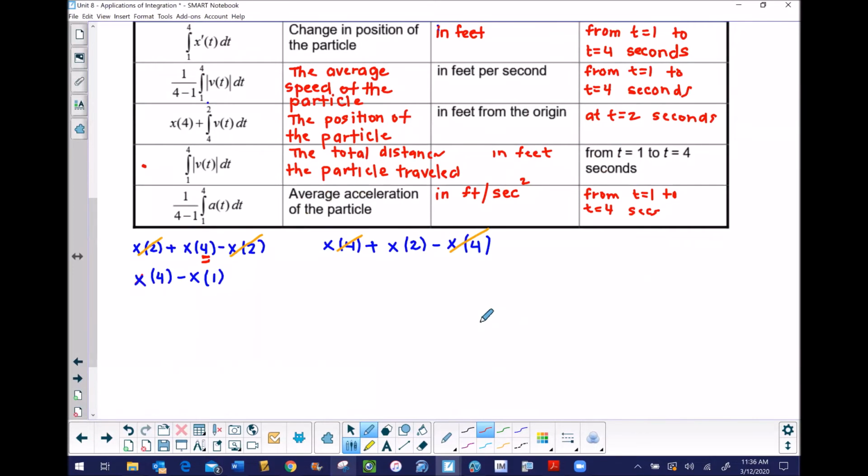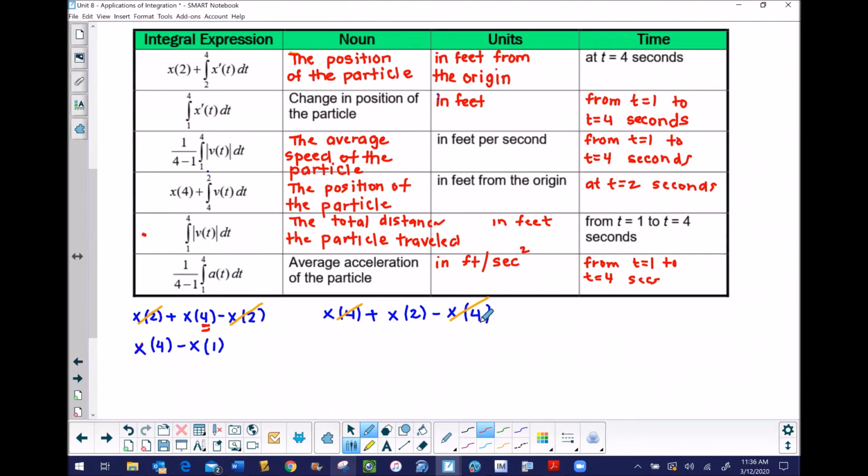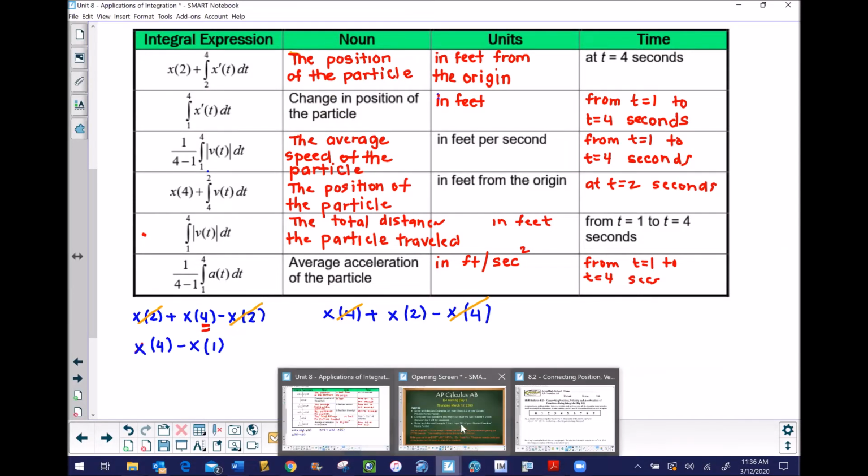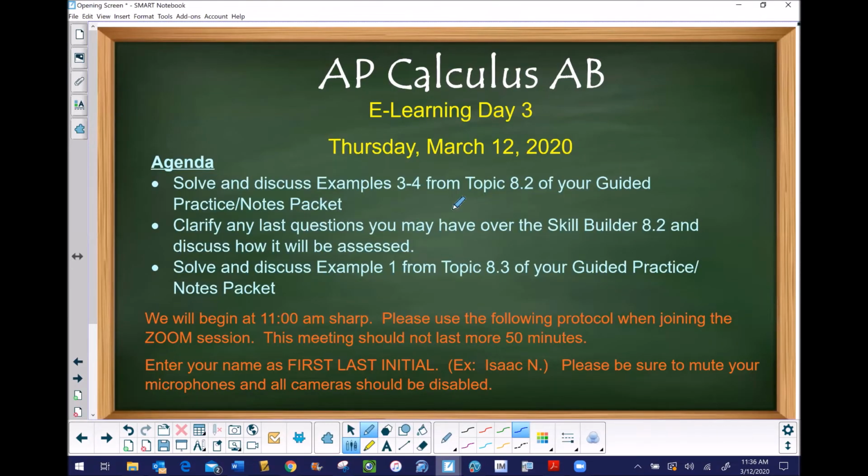The notes you can see just go right into section 3. Now, what I'm going to do here is, I know that originally in our agenda, we said that we would take some questions over 8.2 Skill Builder. What I'm going to do is jump and do example 1 really quickly from 8.3. At that point, you've kind of met your obligation.